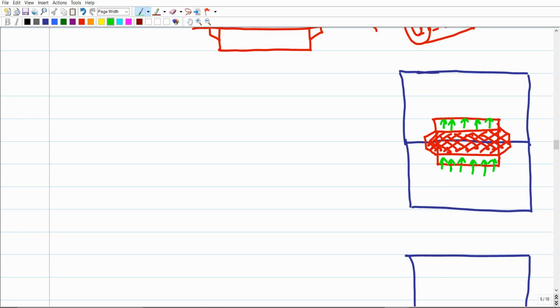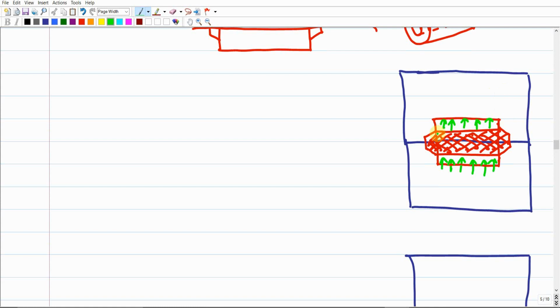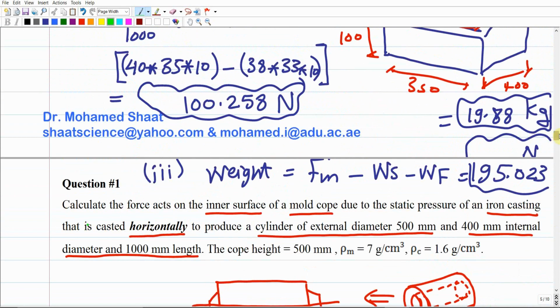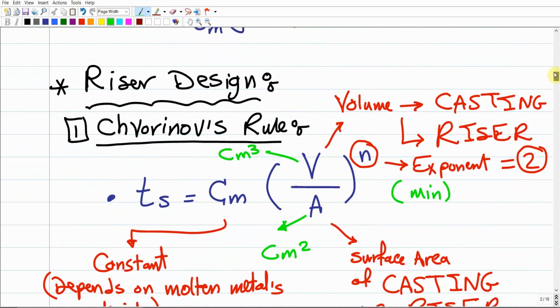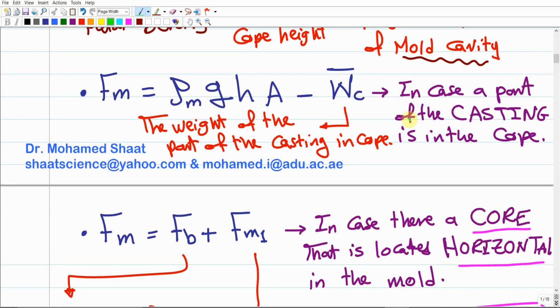So there are direct and indirect effects of the metal. There is a direct effect from the molten metal as a buoyancy force acting on the cope directly, which is Fm1 according to the previous formulas, and there is an indirect effect through the core: the metal pushes the core, then the core pushes the cope, as already represented here. As you can see, half of the casting will be located in the cope. It means this half should be subtracted according to the formula that we discussed up there. We mentioned that for the calculation of the buoyancy force, in case there is a part of the casting located in the cope, the weight of this part should be subtracted.